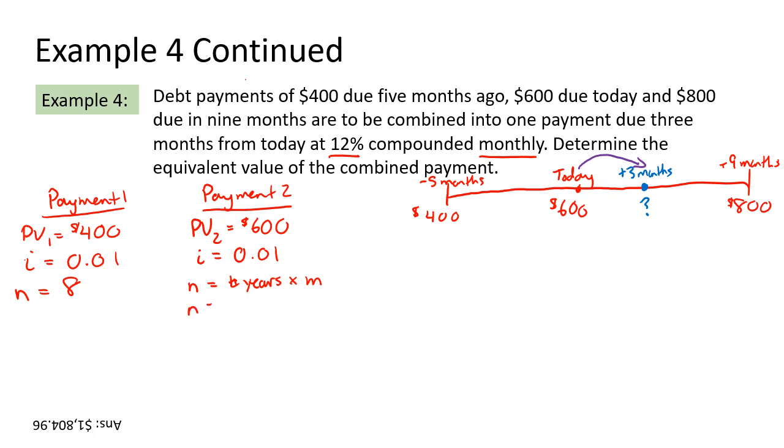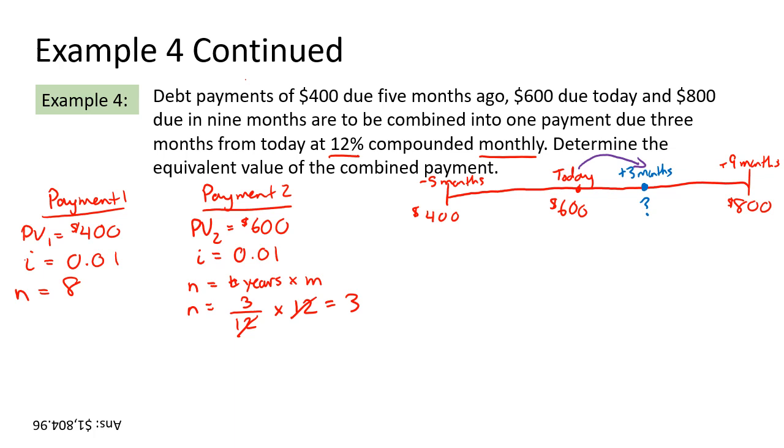So our value for n is equal to 3, and we have to convert that to years. So 3 divided by 12, right? 12 months in a year. And that's multiplied by our number of compounding periods per year, which did not change. It was equal to 12. So just like previously, those 12s will cancel, and we end up with a value for n of 3. All right? Now, we have payment 1, we have payment 2.